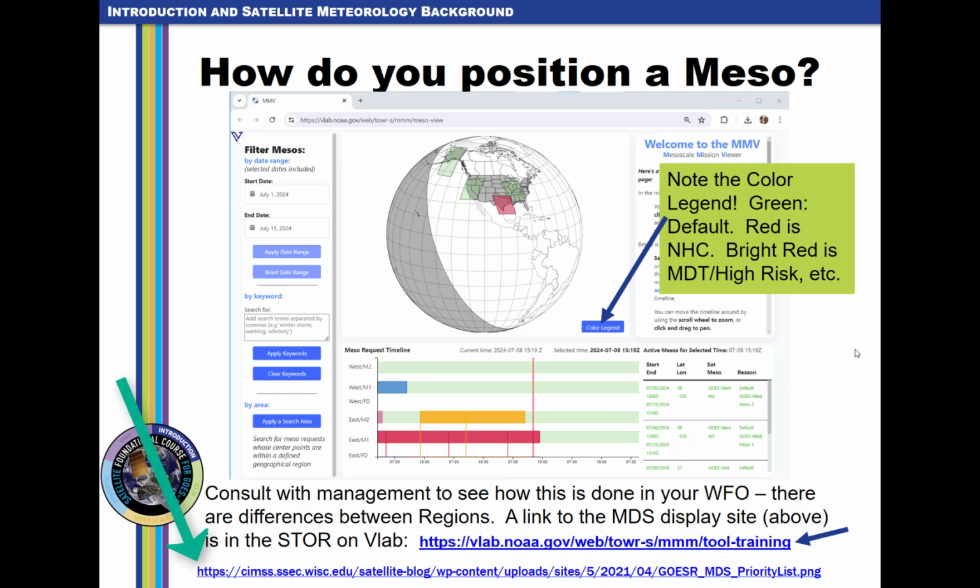There is also a list of priorities to mesos that you can see if you click the color legend button. Calling a meso varies by office and region. It usually involves a Google form that is filled out and pushed up the line through regional to the senior duty meteorologist who contacts the satellite operations. The reasons for the mesoscale sectors shown at this site are shown. Bookmark this site.